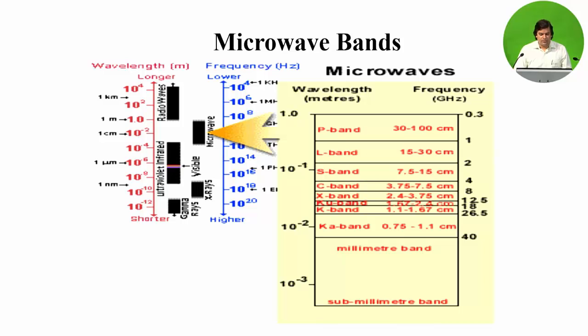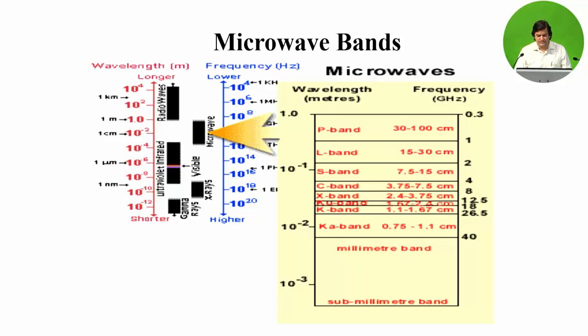This is the microwave region of the electromagnetic spectrum, which covers approximately 1 millimeter to 100 centimeter wavelength. This microwave band is subdivided into different categories: K band, X band, C band, S band, L band and P band. When we move from K band to P band, there is an increase in wavelength and a decrease in frequency. The P band has the longest wavelength, 30 to 100 centimeter, and the L band has a wavelength range from 15 to 30 centimeter.